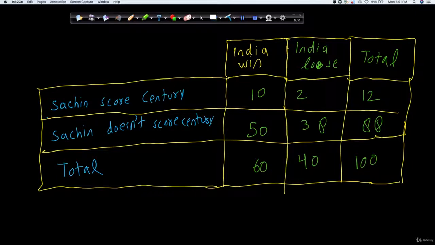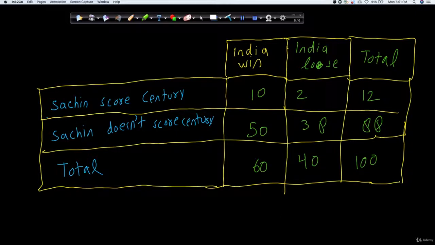Now, let's say there is a problem statement we want to solve, but before that, let's understand what this data in front of you is. Let's say India played 100 matches, and in those 100 matches, India won 60 of the matches, and India lost 40 of those matches. In all those 100 matches, the player Sachin Tendulkar plays, and it is noted that Sachin Tendulkar hit a century in 12 matches.